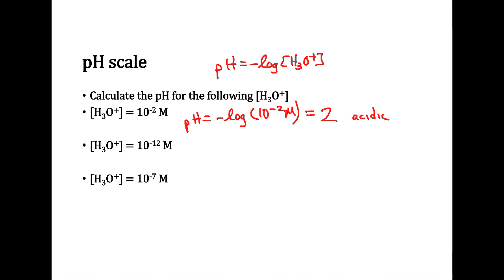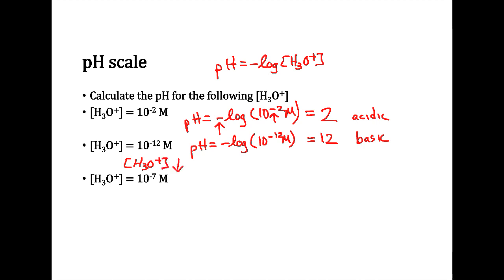Please note that whenever you're plugging this in your calculator, you have to make sure that you have this negative sign before the log, and also don't forget if you have a negative sign in your exponent there. So on our next example, we'll see that pH, again, is equal to negative log of H3O plus concentration. So here, the concentration is 10 to the negative 12th molar. And so this equals 12. And we know that pHs that are greater than 7 are considered to be basic. So what we'll see is as the concentration of H3O plus is decreasing, our pH is increasing.